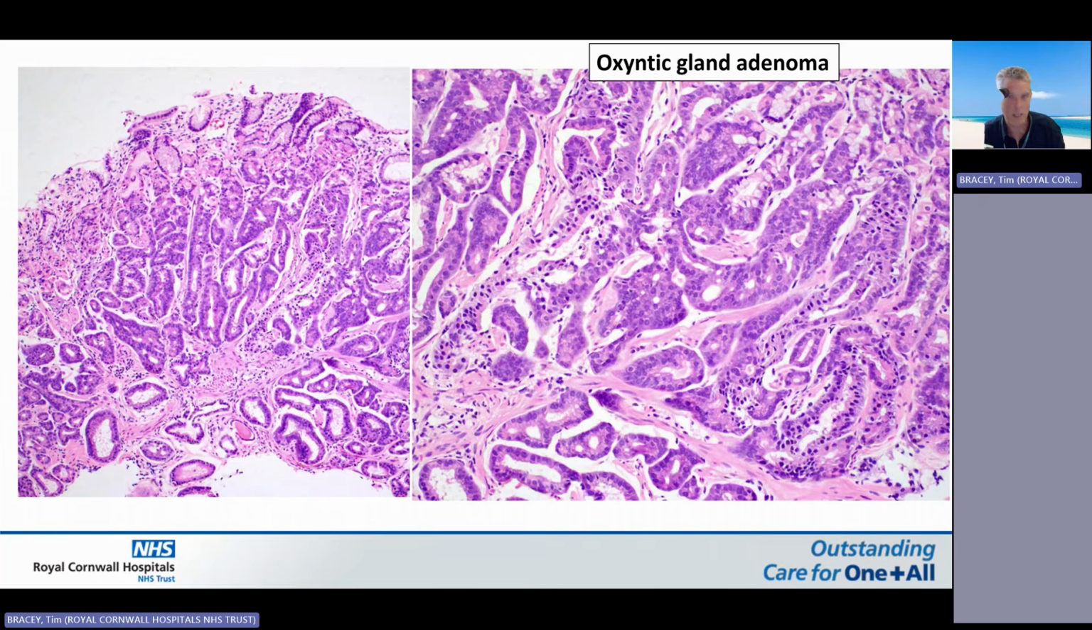So this is the only oxyntic gland adenoma which I've ever seen, and it was as a second opinion case. So the dysplasia, rather than being in the surface foveolar epithelium, occurs in the oxyntic glands itself. Very difficult to diagnose, very rare. Some people don't even believe that these exist.